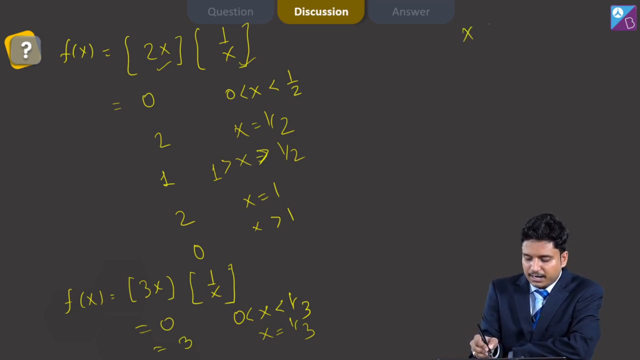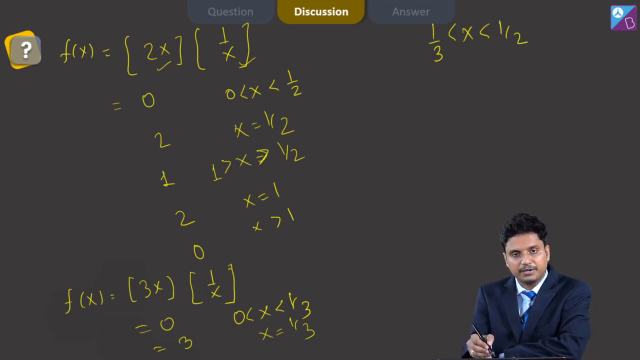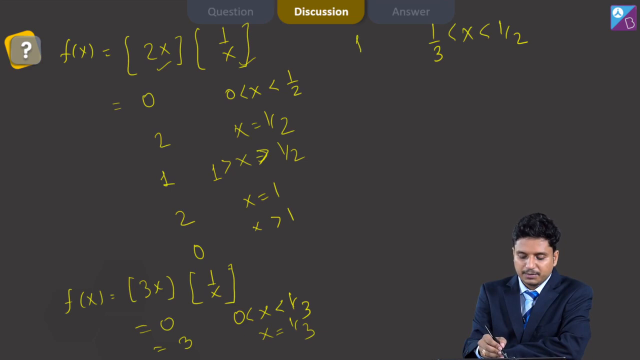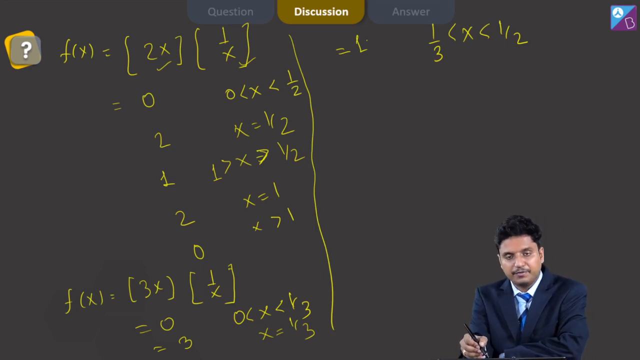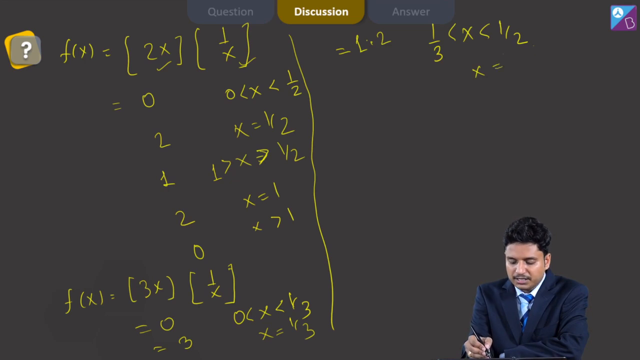For x lying in between 1 by 3 and half, what is the situation? 3x is in fact in between 1 and 3 by 2, so its integer part is 1. And if we consider 1 by x, it will lie in between 2 and 3, so its integer part is 2. So here again, 1 by 3 to 1 by 2, we are getting 2 as the answer. Now for x equal to 1 by 2, what will be the solution? This will be 2 and this will be 1. So this is equal to 2.